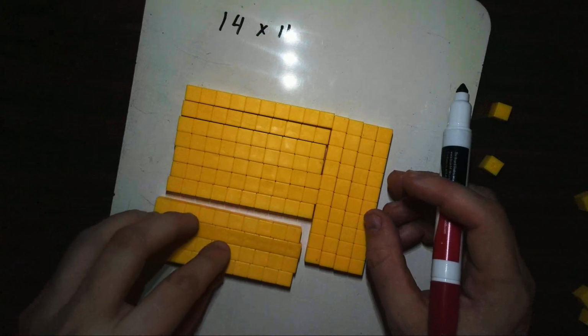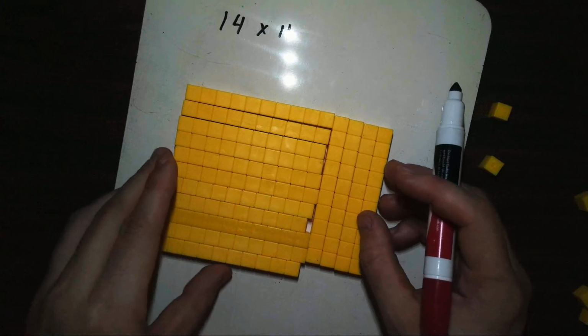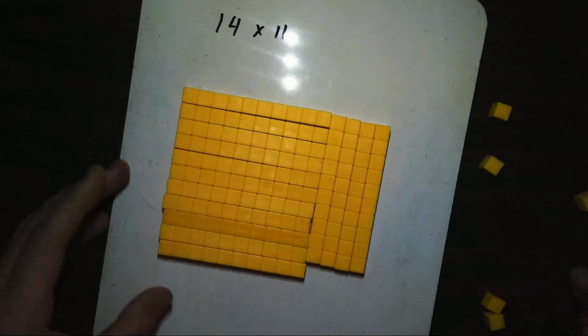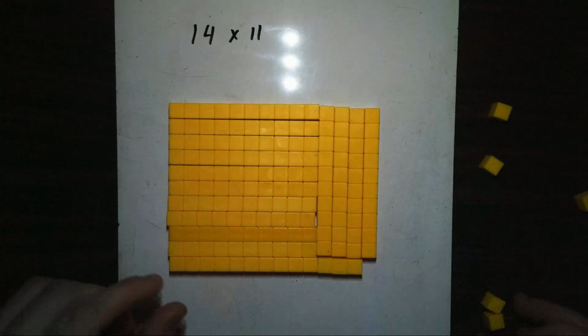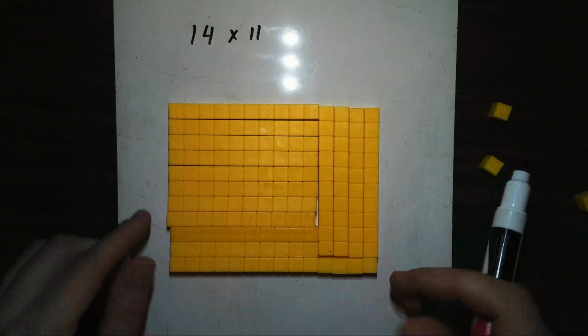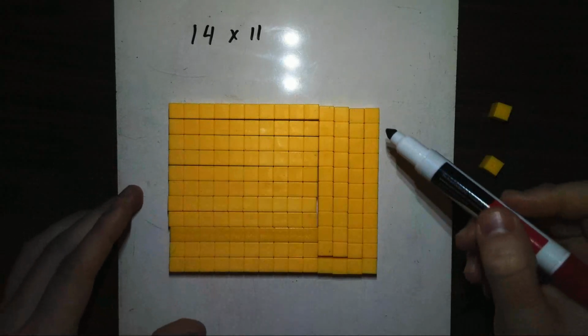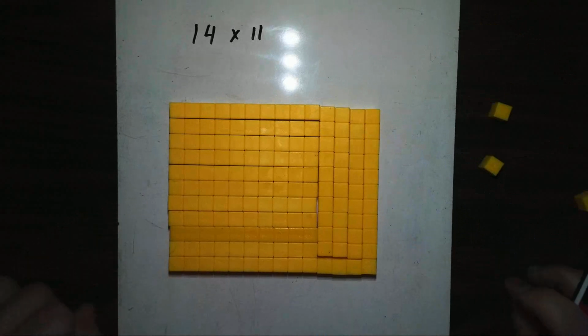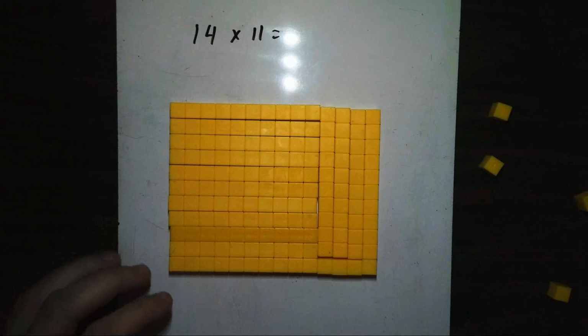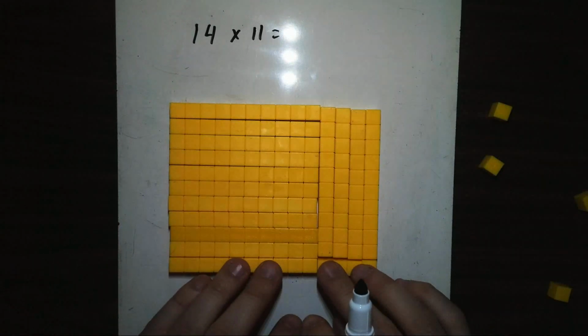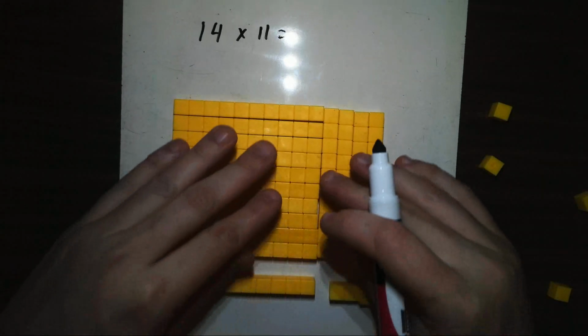So there is 11 down. And let's go ahead and add in our unit cubes so that we have a 14 by 11 array. So this array, 14 across, 11 down, represents this problem. If I were to go through and count every one of the cubes, I would get the product of 14 by 11. So again, I'm going to split this into its partial products.